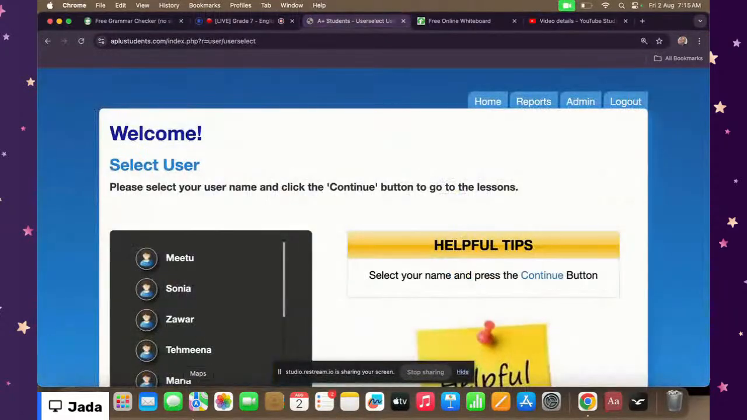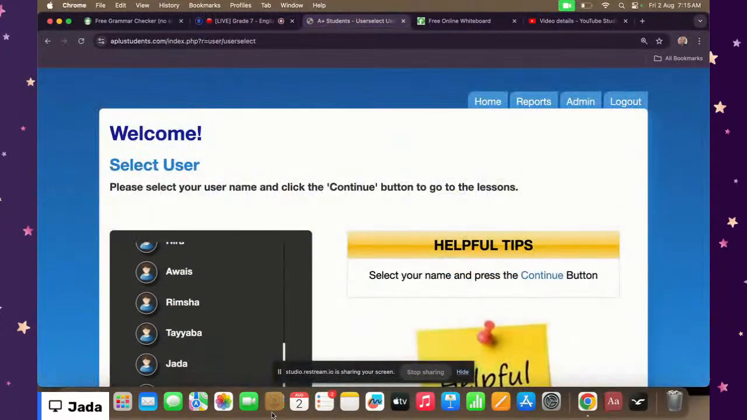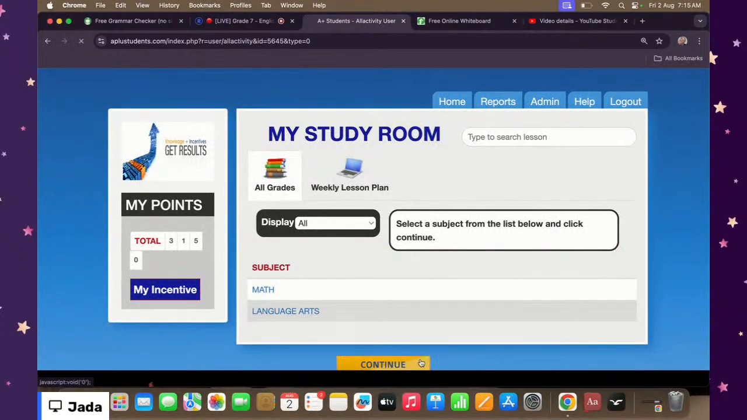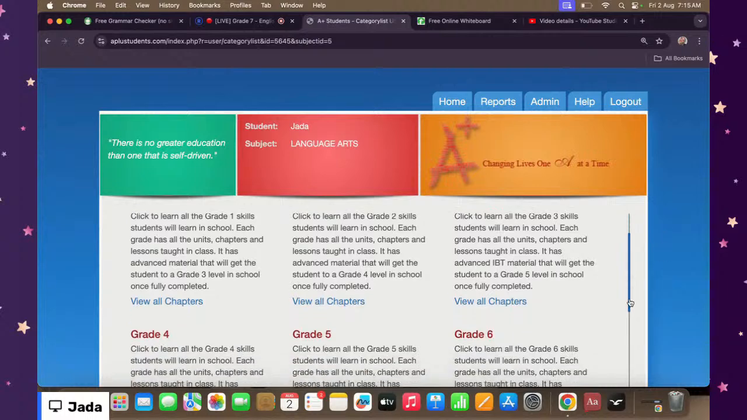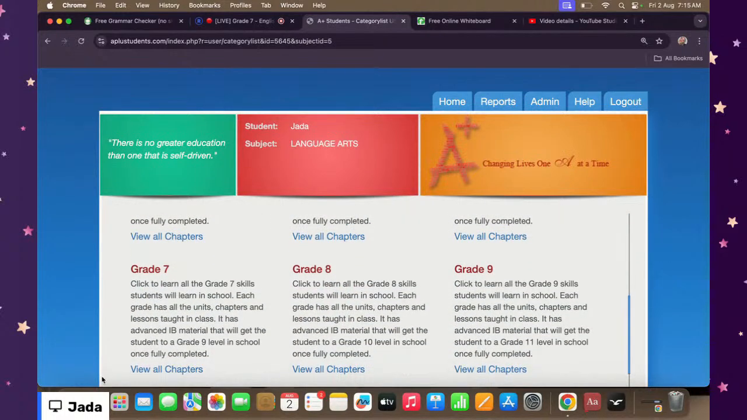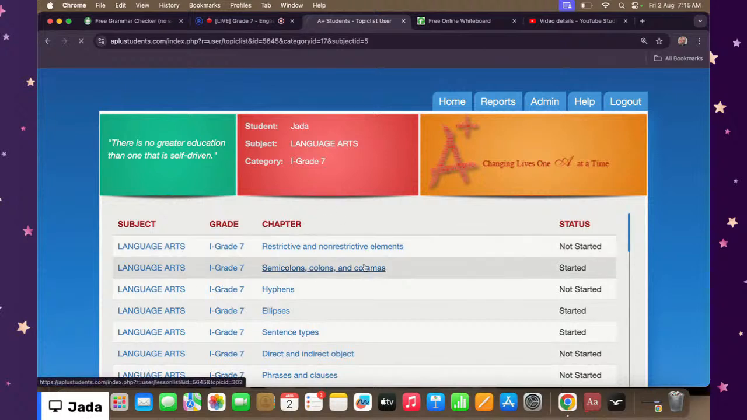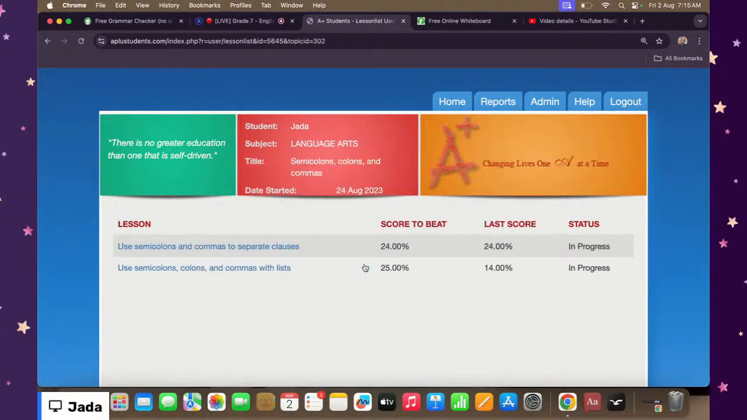Today we'll be having semicolons, colons, and commas. First, log in using aplusstudent.com, then click on your name, go to language arts, and move on to grade 7. Semicolons, colons, and commas. So we'll start with the first lesson, which says use semicolons and commas to separate clauses.